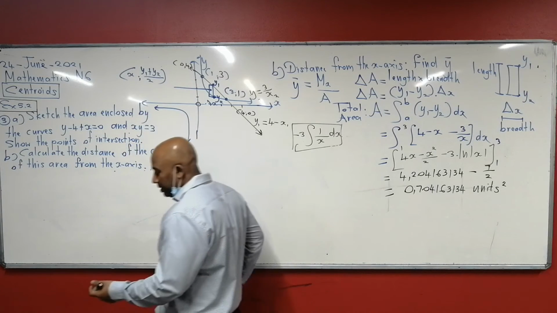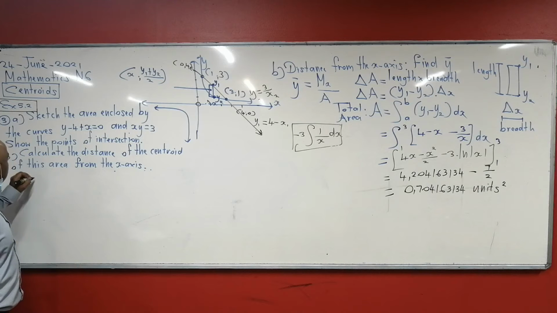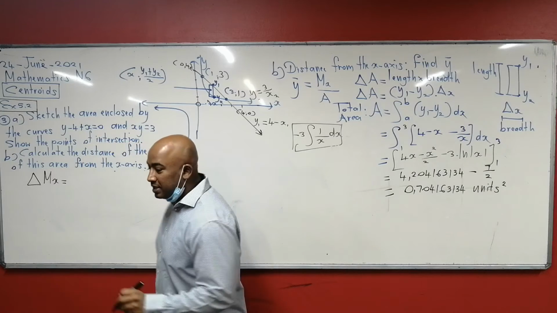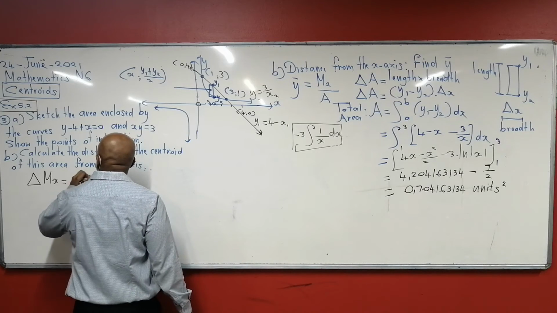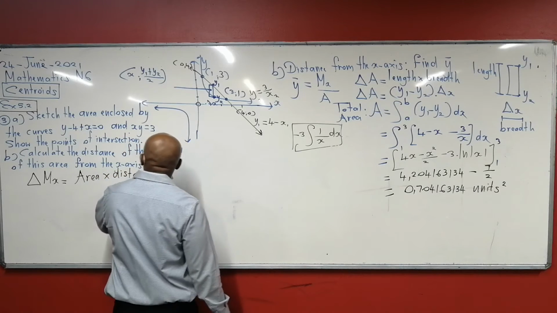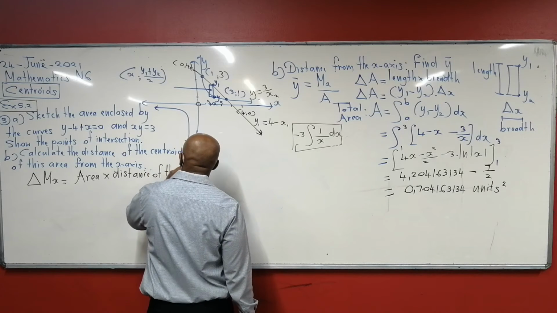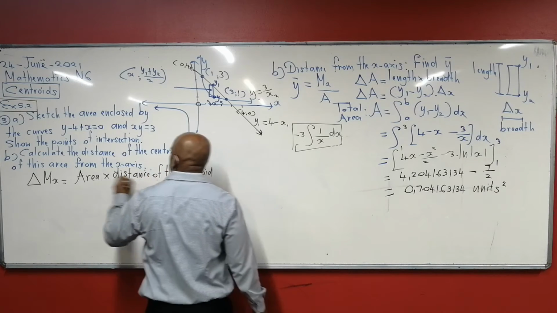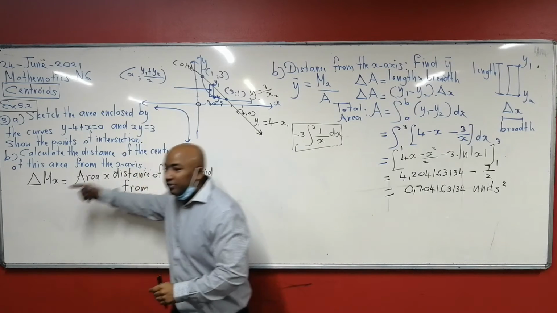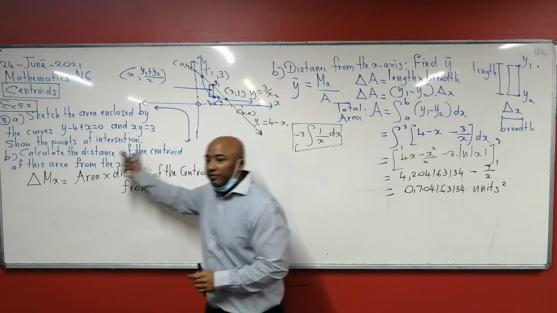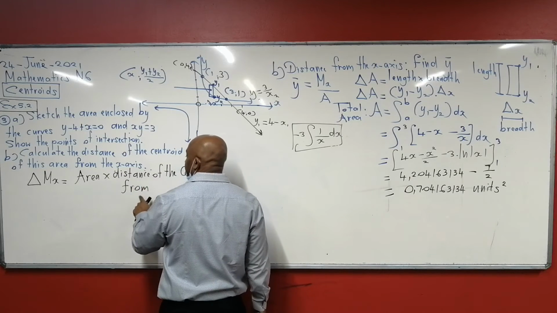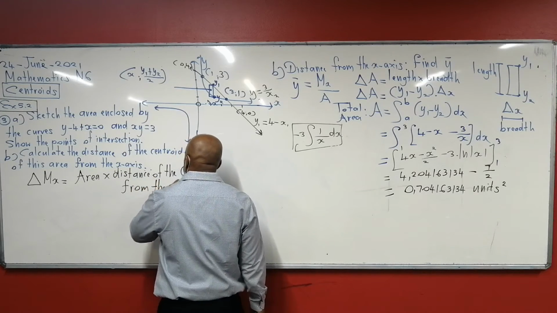Alright, so now let's do the limits. So now delta mx. The formula for moments is area times distance of the centroid from, now from which axis? If it's x, it will be from the x-axis. If it's y, it will be from the y-axis. And so you cannot go wrong here. Right, so it's area times distance of the centroid from the x-axis.